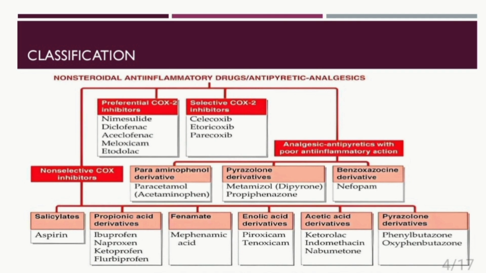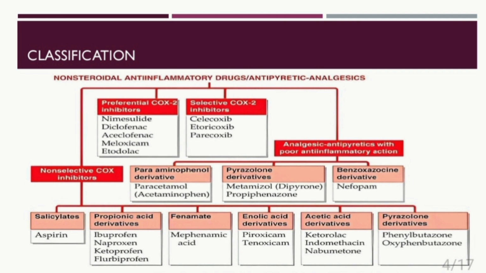Classification. Non-selective COX inhibitors. In that, salicylates: aspirin; propionic acid derivatives: ibuprofen, naproxen, ketoprofen and flurbiprofen. Fenamates: mefenamic acid. Then enolic acid derivatives: piroxicam and tenoxicam. Then acetic acid derivatives: ketorolac, indomethacin and nabumetone. Then pyrazolone derivatives: phenylbutazone and oxyphenbutazone.